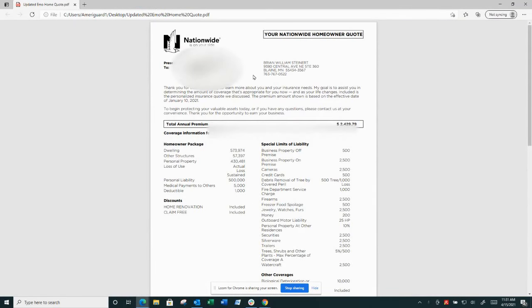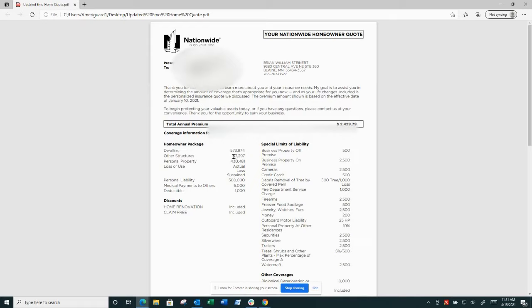Of course, I'm going to gray out the names. This policy is with Nationwide Insurance. And really, the most important coverage is this dwelling coverage, which is commonly referred to as coverage A. This is the amount that the home insurance carrier believes it will cost to replace your home. In this example, it is $573,000. So that's the amount that Nationwide believes it will cost to replace your home from the ground up.